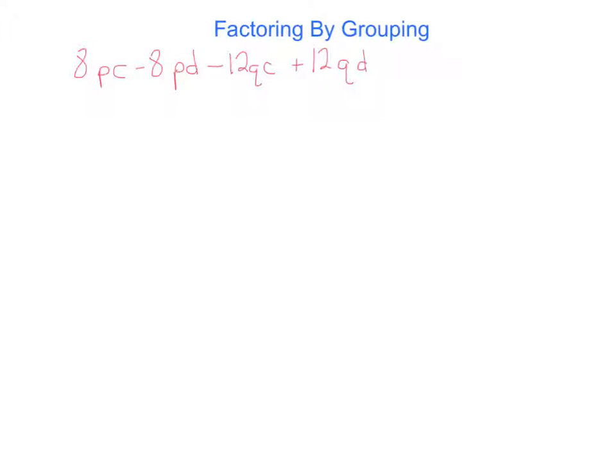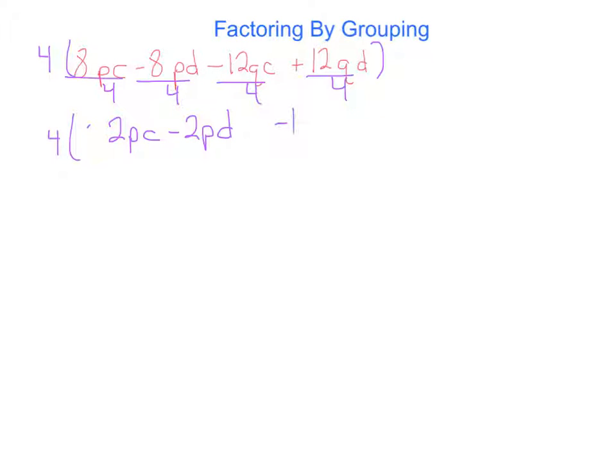Okay, as with any factoring problem, we always start by looking for the greatest common factor. And in this case, they have a factor of 4. So we divide each of these by 4. So that gives you 2PC. And I'm going to leave space there on purpose. Minus 2PD.